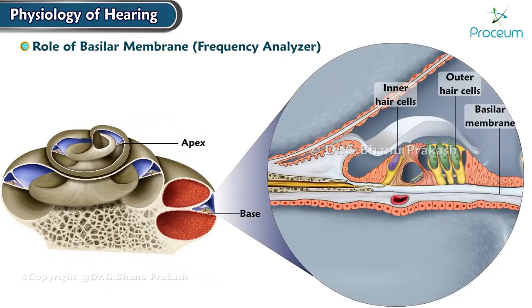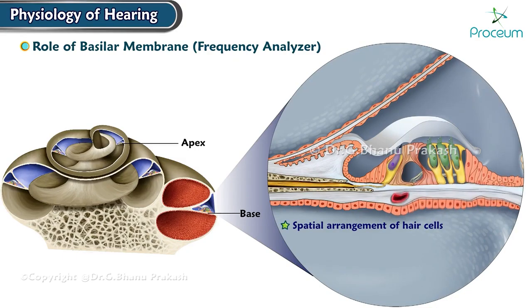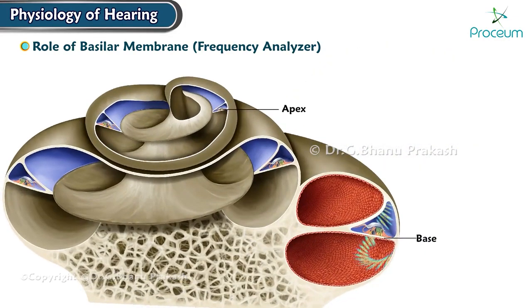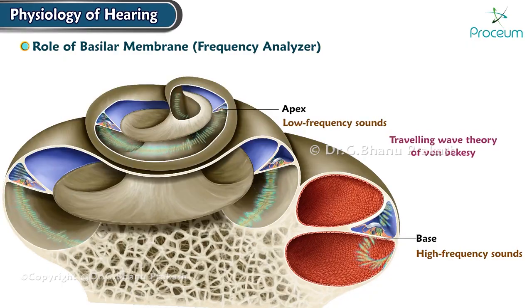The hair cells of the organ of Corti are located on the basilar membrane, and they respond to the mechanical vibrations of the basilar membrane by generating electrical signals that are transmitted to the brain. The spatial arrangement of the hair cells on the basilar membrane corresponds to the frequency analysis, with the hair cells at the base of the cochlea responding to high-frequency sounds and the hair cells at the apex responding to low-frequency sounds. This gives the appearance of a traveling wave in the basilar membrane. This theory is called the traveling wave theory of von Békésy.